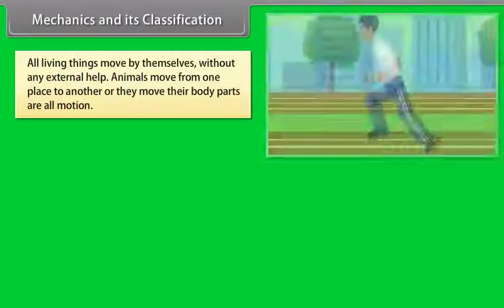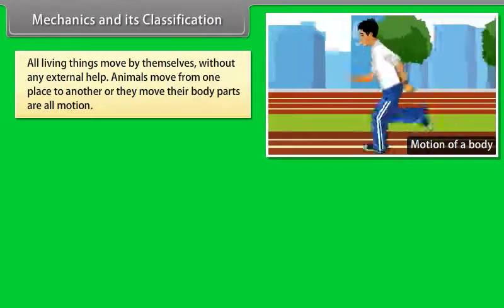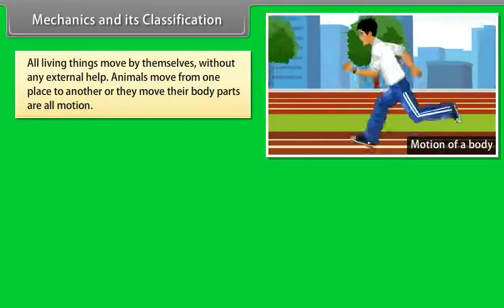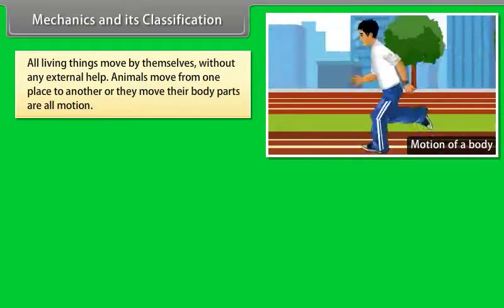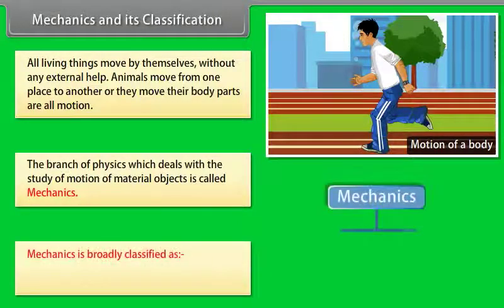Mechanics and its classification. All living things move by themselves without any external help. Animals move from one place to another, or they move their body parts, all of which are motion. The branch of physics which deals with the study of motion of material objects is called mechanics. Mechanics is broadly classified as 1. Statics, 2. Kinematics.